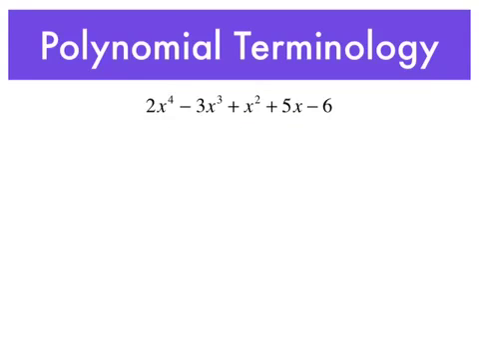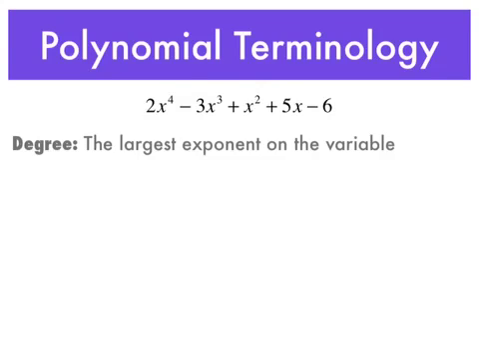So there's a bunch of different pieces of a polynomial, a bunch of different terms that we use to describe them. The first one is the degree. The degree is the largest exponent on the variable, okay? So if you look at your whole polynomial, at all of the pieces, the largest exponent that shows up is the degree. This example up here, the 4 would be the degree. So I would say that this polynomial has a degree of 4.